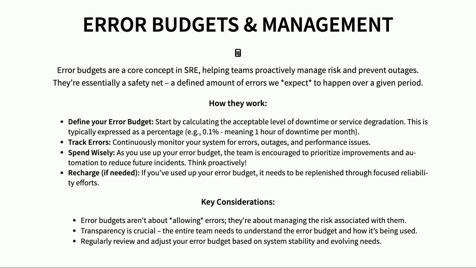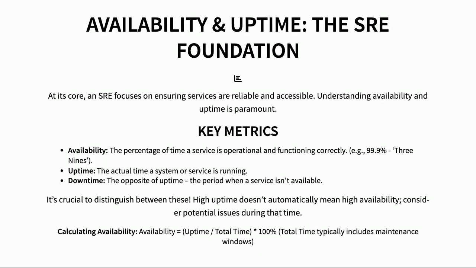Okay, let's talk about error budgets. They're a really important tool for SRE teams. Think of it like a safety net. We define how much downtime or service degradation is okay to expect over a certain period. We calculate this based on our system's tolerance and then track all the errors and outages. As we use up that budget, we proactively focus on improvements, automation, and reducing future issues. It's not about accepting failures, but rather managing the risk associated with them. Transparency is key here.